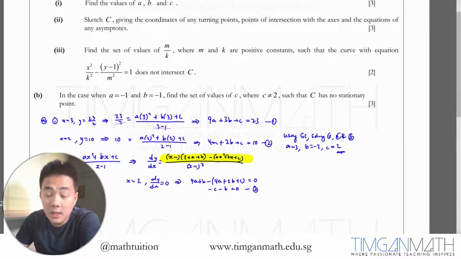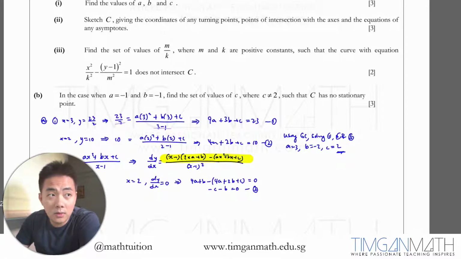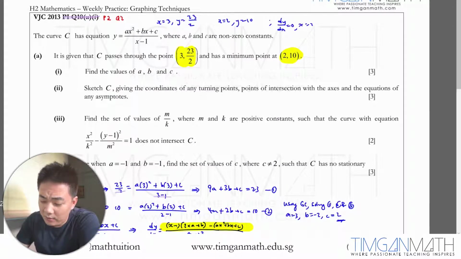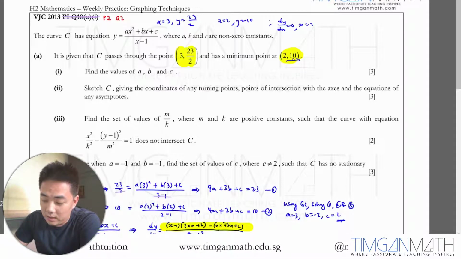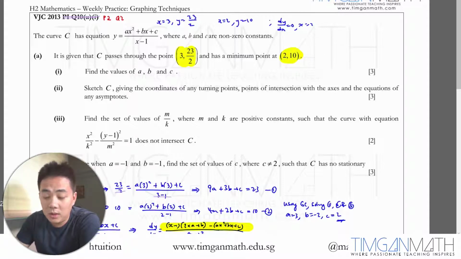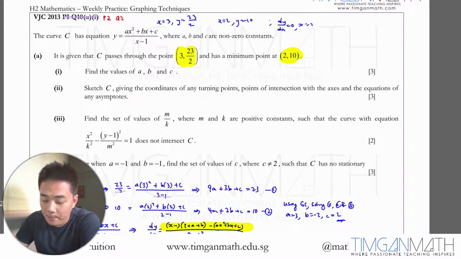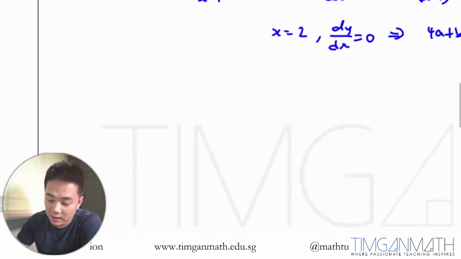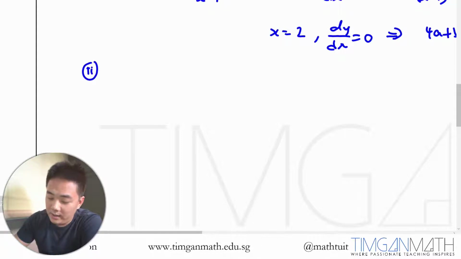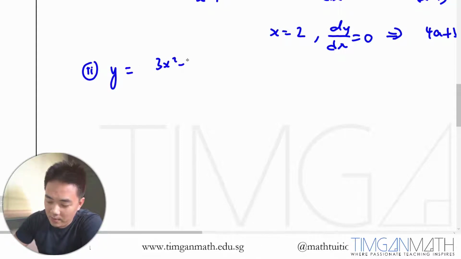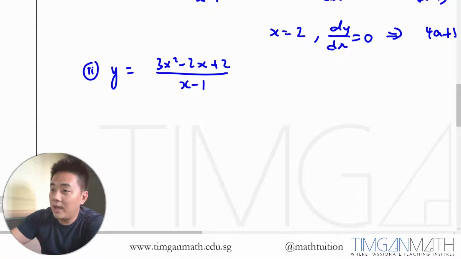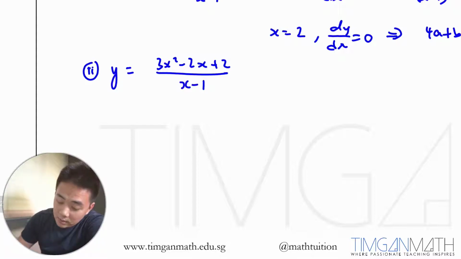Part 2 is to sketch C and find the asymptotes. What you need to know is this is the minimum point, which you already found. You could just use the GC and sketch it out. And to find the asymptote, you need to do a long division, because this is a rational function here. So I'm just going to write the expression here, which is 3x squared minus 2x plus 2 over x minus 1. In order to find the oblique asymptote, I need to do a long division. So I'm just going to do it quickly.